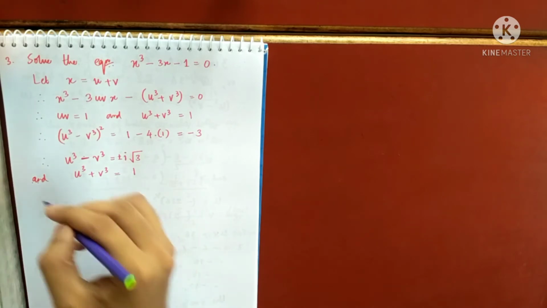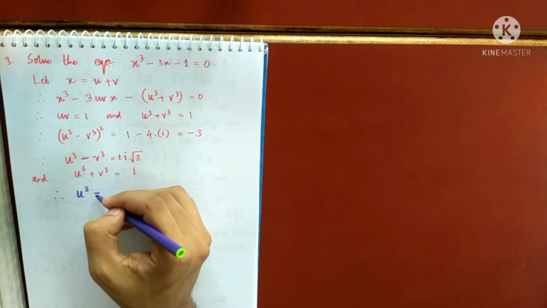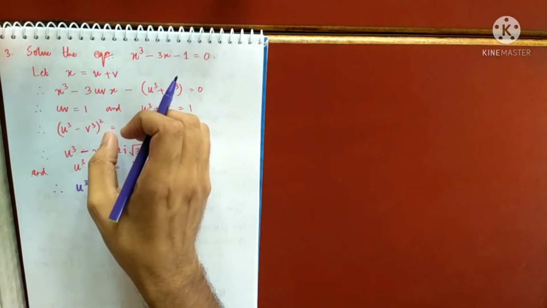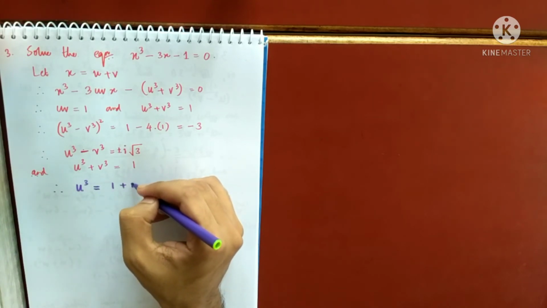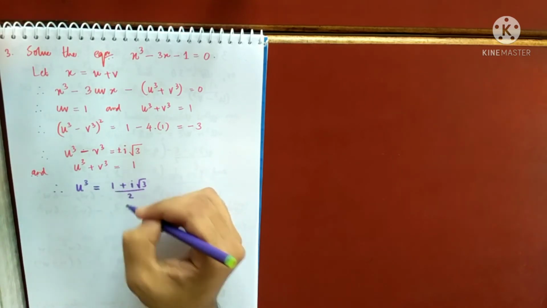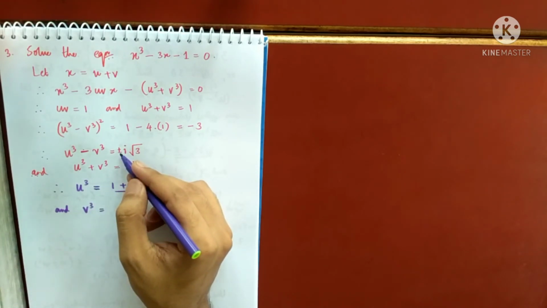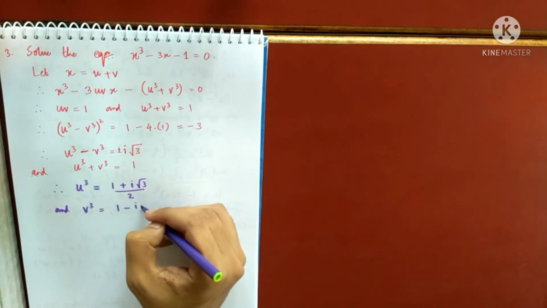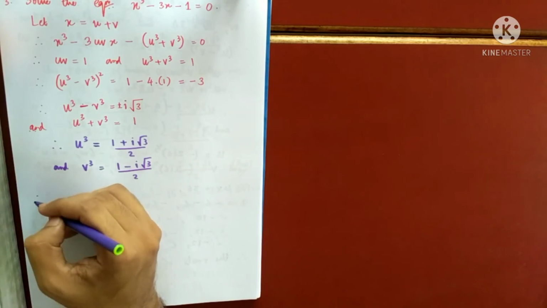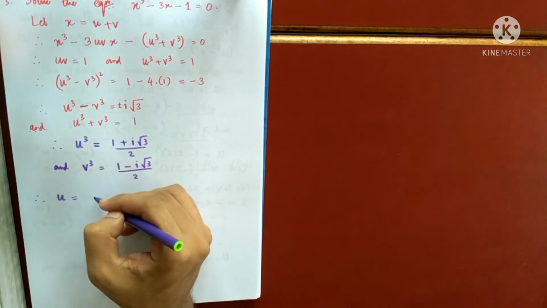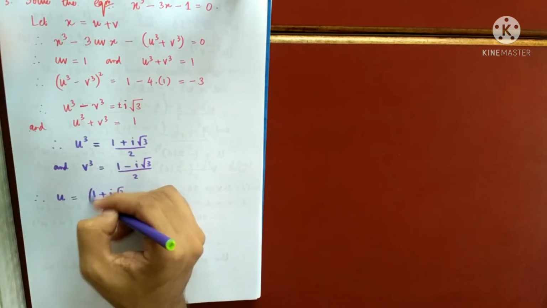So therefore u cube is coming as, this is getting cancelled, I'll take the plus value. So 1 plus i root 3 by 2, this will come, and v cube will come as half of, you'll take a minus, so 1 minus i root 3 by 2. So try to understand my point. This time you have to find u as the cube root of this complex number. So you have to find the cube root of a complex number.